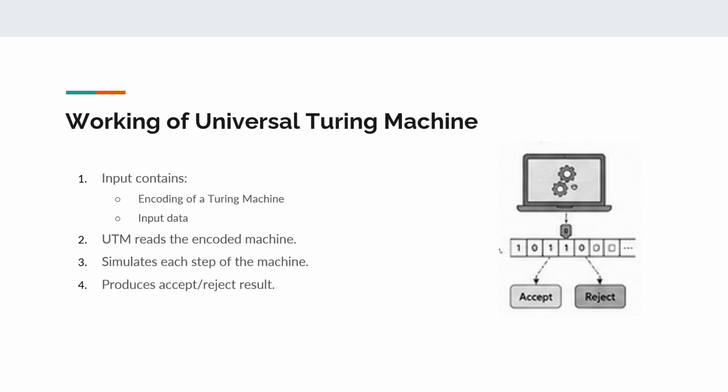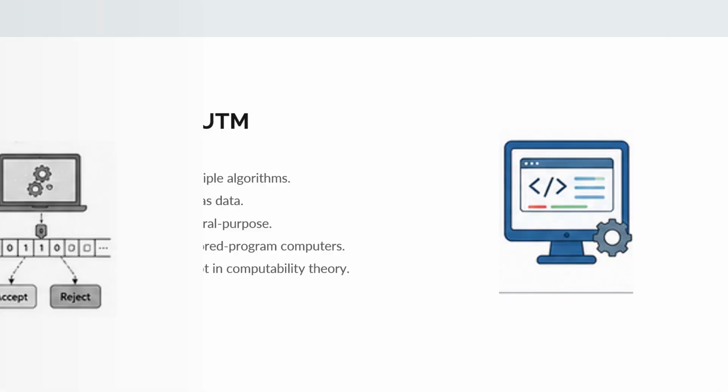Now, let us discuss the working of UTM. The Universal Turing Machine works in 4 steps. First, it receives the encoded description of another Turing machine and the input string. Then it reads and interprets the encoded instructions. After that, it simulates the behavior of that machine step by step. Finally, it gives the same accept or reject result as the original machine.